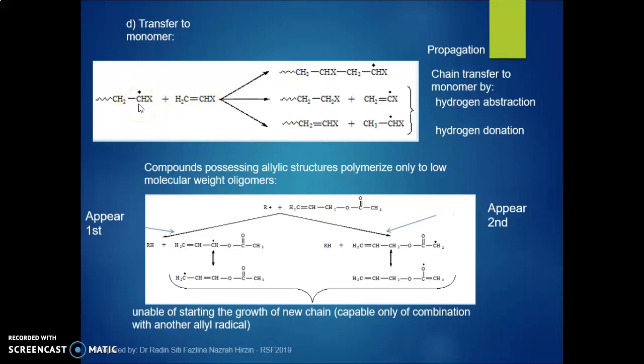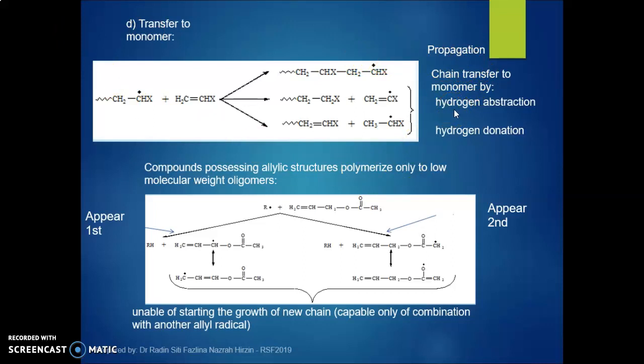Ataupun dia boleh jadi transfer of hydrogen from the radical active site to the monomer. Okay, and then the growth of the polymer radical is terminated by leaving the new radical. Yang ni dia terminated, tapi dia akan produce one new radical. So chain transfer to monomer involves hydrogen abstraction.